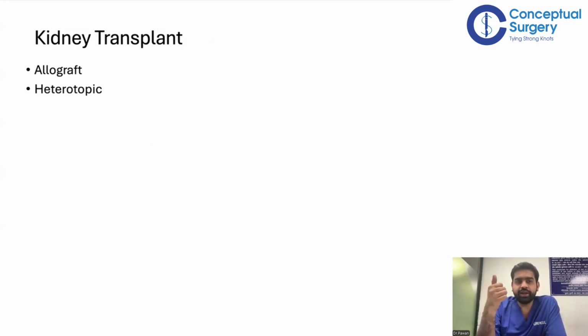Kidney transplant can be allograft or heterotopic. Obviously, kidney transplant is an allograft. It means that we are taking the kidney from the same species; only humans can give the kidney to each other. And it is heterotopic. What do you understand by heterotopic? Our normal kidneys are present in the flank, but we don't place the transplanted kidney in the flank. Where do we place it? We place it mainly in the iliac fossa. Because we are not placing the transplanted organ at its normal or original position, but at some other place, it is a heterotopic transplant. So, allograft and heterotopic transplant.